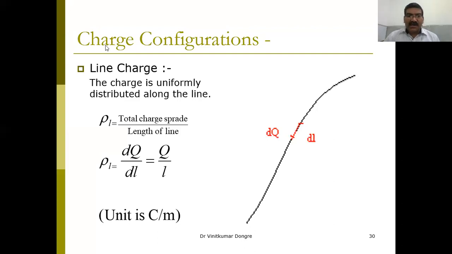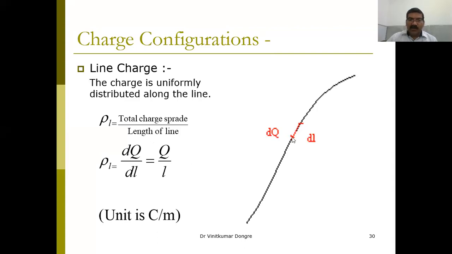What are the various charge configurations? If there is a line, as shown in the diagram, and if there are line charges, you can see the line charge is denoted by rho L. Suffix L, rho is the charge density. It is the line charge density, and L stands for line. It is the total charge spread over this line upon the length of the line.